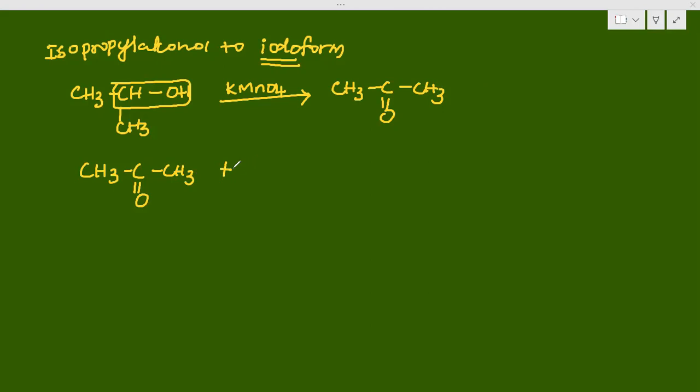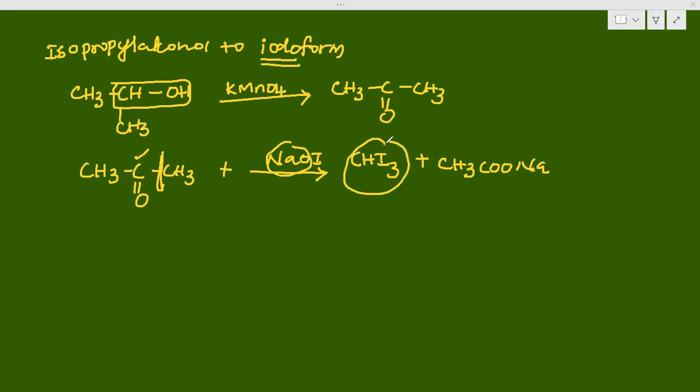What are the conditions of the iodoform reaction? We add sodium hypoiodite, NaOI, a mild oxidizing agent. This group breaks, and one product is CHI3, iodoform. The other product is the acid from the ketone, CH3COONa, the sodium salt. Our main product is iodoform. So isopropyl alcohol is converted into iodoform. This is another conversion.